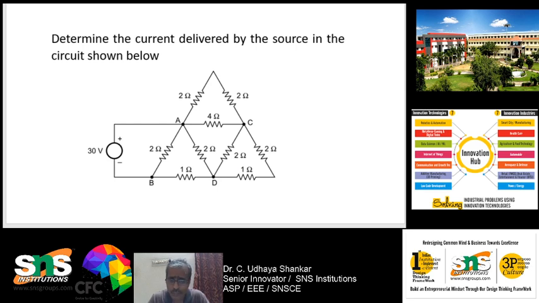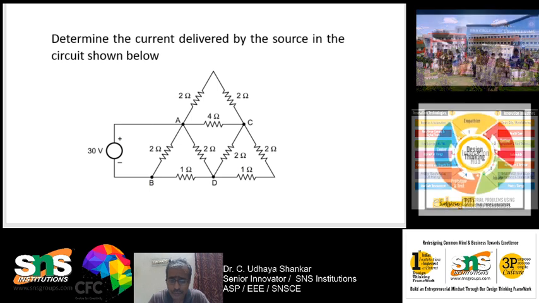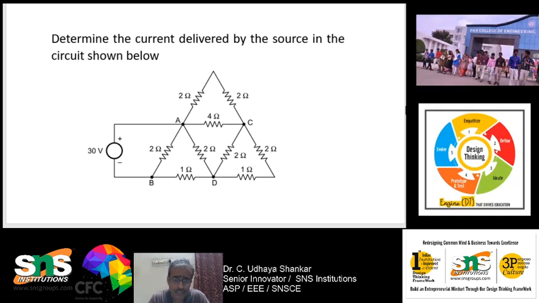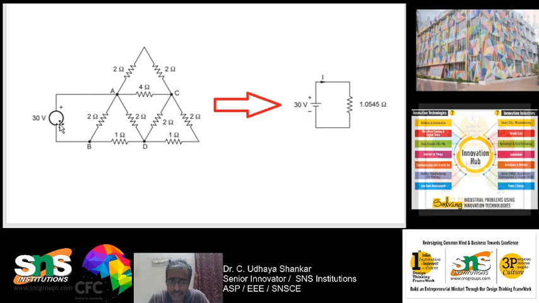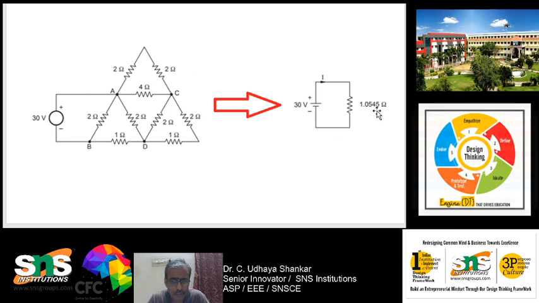But once you know the logic behind it, this is a very simple problem, and you can easily score the marks and find the equivalent resistance of this particular circuit. Now let us go into the problem. This is the circuit which has been given to you. It can be reduced to a small circuit. The 30 volt source has been connected to this big complex circuit, but it can be replaced by one single resistance, that is 1.0545 ohms.